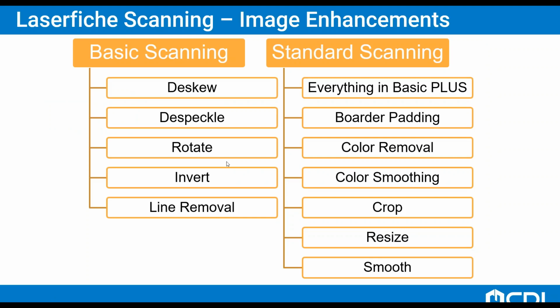So basic scanning has some great image enhancements right out of the box. We've got deskew, despeckle, rotate, but you can see here, standard scanning offers everything that basic scanning has, plus border removal, color removal, and all of these. So again, depending on the type of files that you are scanning in, maybe they're really grainy, maybe you need to remove the color so you can get a better OCR read, whatever it may be, that will help you determine whether you should use basic or standard. And just out of habit, I personally always use standard scanning because I like having the additional options available to me.